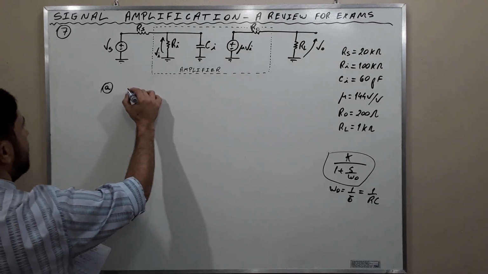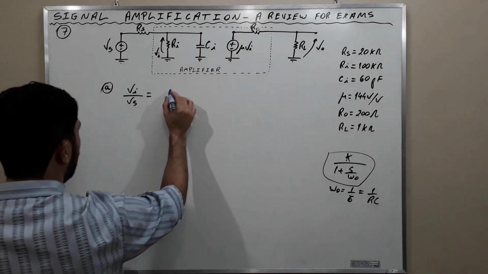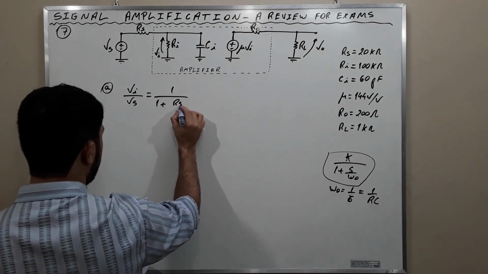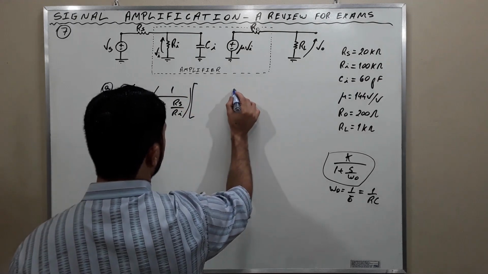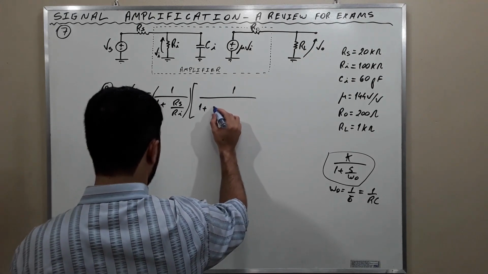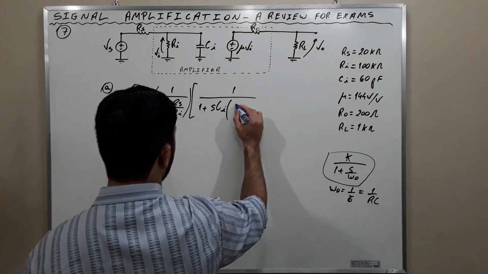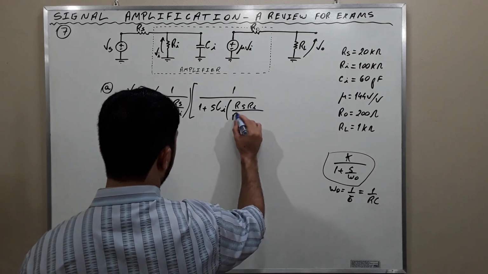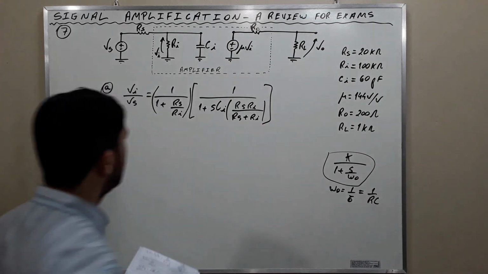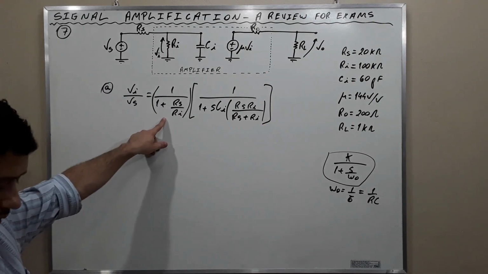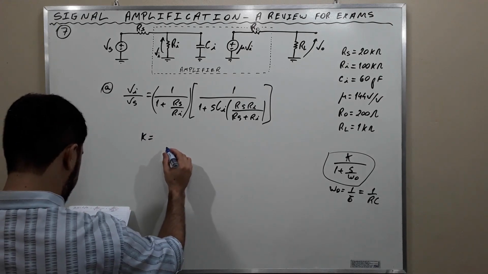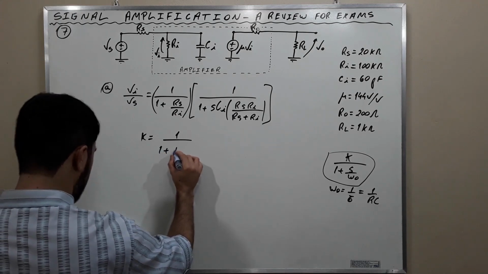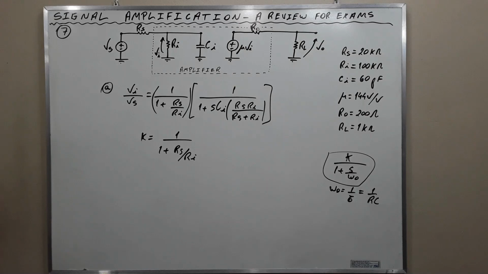And we are going to do this. VI over VS is equal to 1 over 1 plus RS over RI times 1 over 1 plus S CI RS RI divided by RS plus RI. Okay, and what is this? This is the gain, okay? This K here, it is the gain of the STC network, 1 over 1 plus RS over RI. This is the gain of the network in this case. It is a low-pass network.